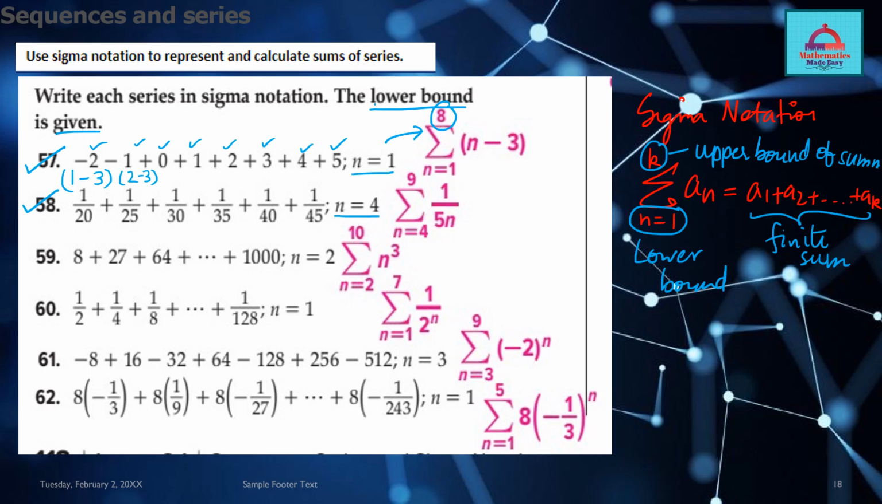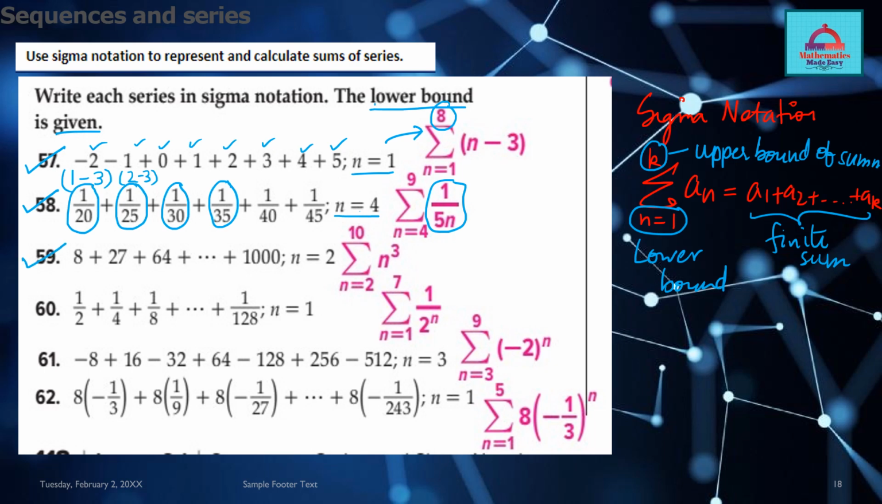Now, look at the first term, 1 by 20. Look at the next term, 1 by 25, 1 by 30, 1 by 35. Do you notice a pattern? Yes, all are multiples of 5. So can I write this as 5 multiplied with 4, 5 multiplied with 5, 5 multiplied with 6, 5 multiplied with 7, and so on. So the formula is 1 over 5n. It starts from the lower bound n equals 4, it goes till the upper bound 9.